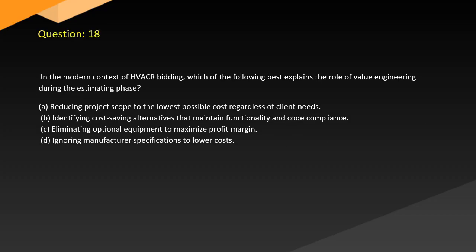Question 18. In the modern context of HVACR bidding, which of the following best explains the role of value engineering during the estimating phase? A. Reducing project scope to the lowest possible cost regardless of client needs. B. Identifying cost-saving alternatives that maintain functionality and code compliance. C. Eliminating optional equipment to maximize profit margin. D. Ignoring manufacturer specifications to lower costs.